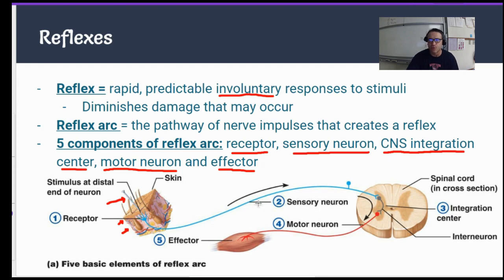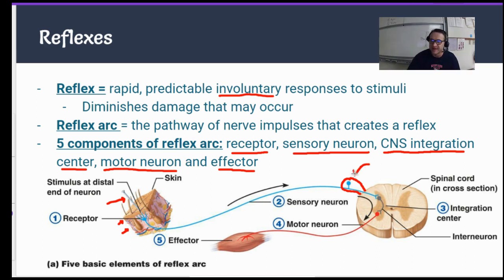Now, it's not going to be just one sensory neuron doing this. It's going to be a bundle of them. It's going to be a nerve. And you can see right here, here's the neuron cell body. So there's going to be a bunch of cell bodies right here. I don't know if you remember from nervous tissue, but this right here is going to be a cluster of neuron cell bodies outside the central nervous system, outside the brain and spinal cord.